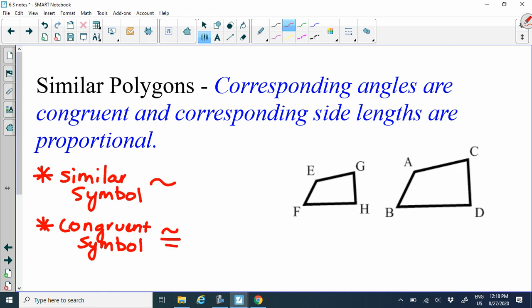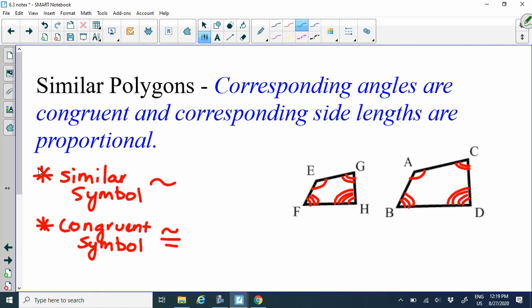So what they mean by the angles being congruent, okay? So let's say we have E and A. Those are congruent angles, meaning they are the exact same amount. And then we'll have G and C be congruent, okay? Then F and B, and then we'll have H and D. Now you might notice the lines that I'm creating. If the angles have the same lines, that does indicate that they are congruent, or they are the exact same amount, okay?